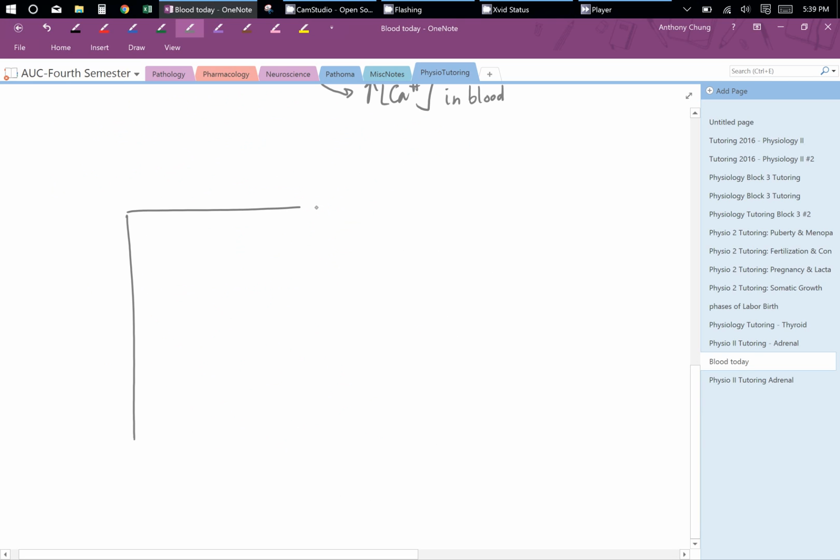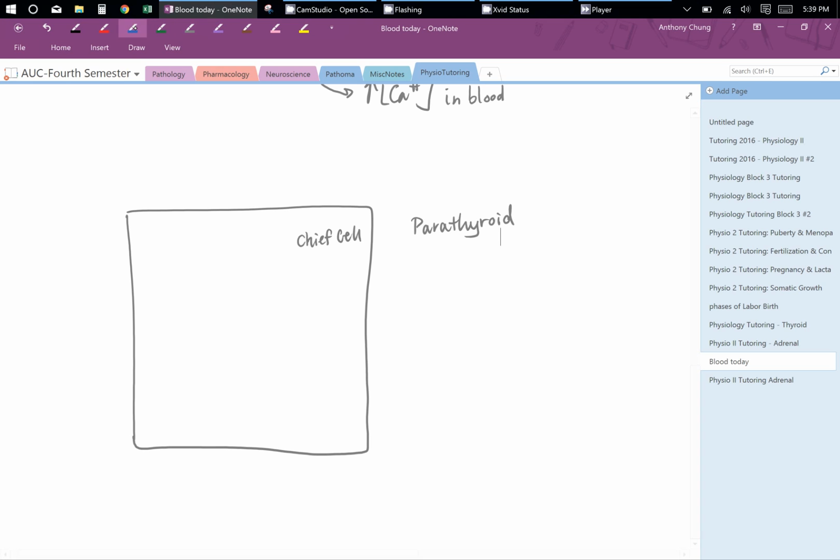Okay, so I briefly mentioned before, but what cell makes PTH? Chief cells in the parathyroid, right? So this is a chief cell, and this is in the parathyroid somewhere, it's in the thyroid somewhere, right? So we'll talk about the low calcium situation. So this is low calcium.